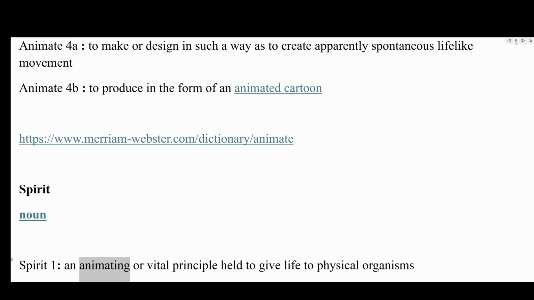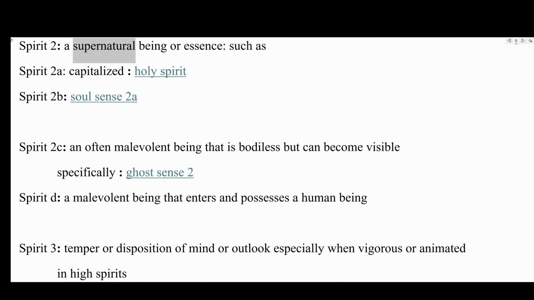Spirit 1, an animating or vital principle held to give life to physical organisms. Spirit 2, a supernatural being or essence, such as Spirit 2a, capitalized, Holy Spirit. Spirit 2b, Soul Sense 2a. Spirit 2c, an often malevolent being that is bodiless but can become visible. Specifically, Ghost Sense 2. Spirit D, a malevolent being that enters and possesses a human being.